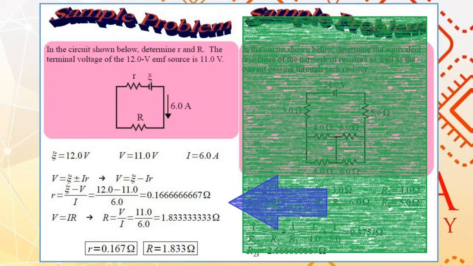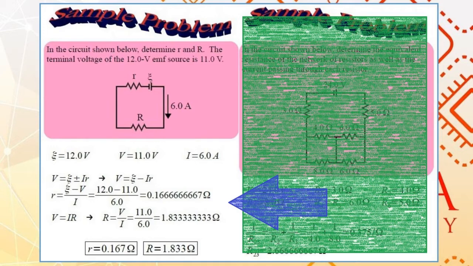So according to the problem, we have an EMF of 12 volts, a terminal voltage of 11 volts, and a current of 6 amperes. Since we have a real EMF source, terminal voltage is equal to EMF plus or minus Ir. If we look at the figure, we see that the 6 ampere current is entering the negative side of the EMF. Therefore, we use a minus sign in the equation. V is equal to EMF minus Ir. The only unknown is the small r. Isolating, we are able to calculate the resistance small r to be 0.16666 and so on ohms.